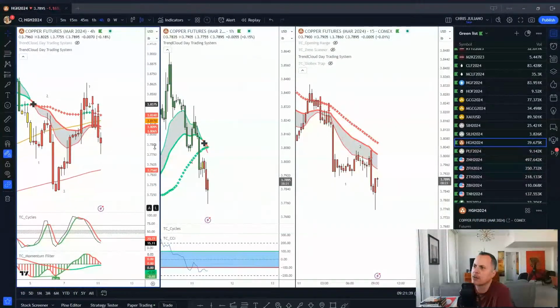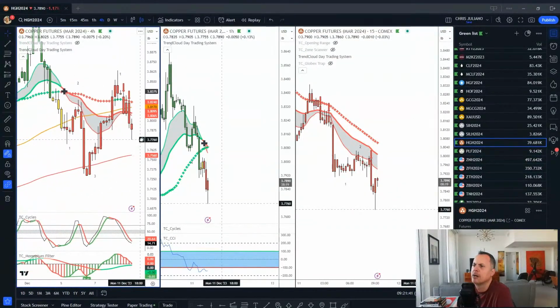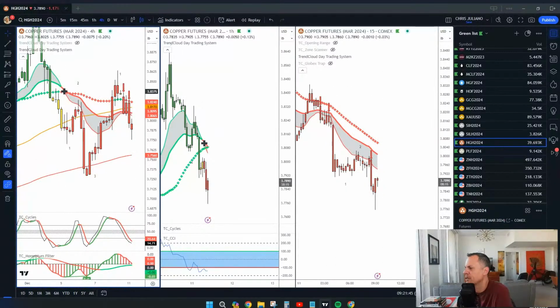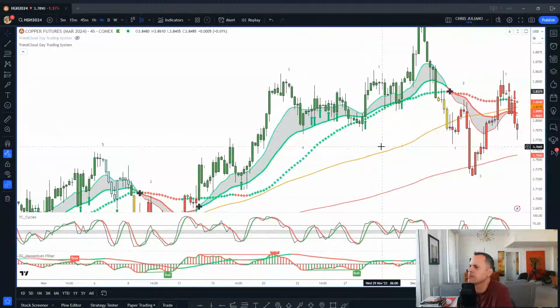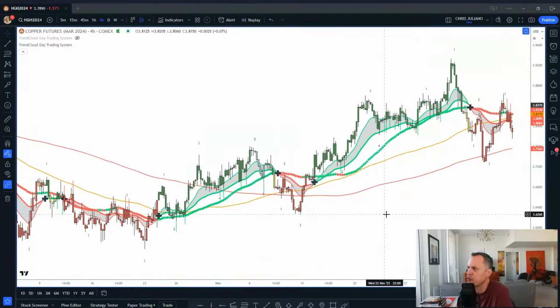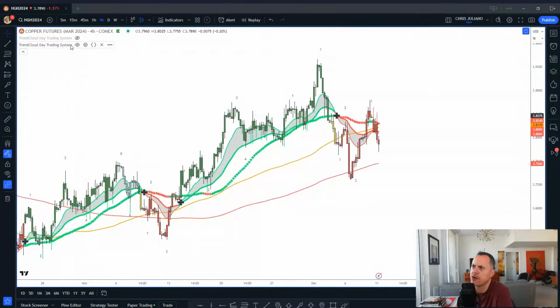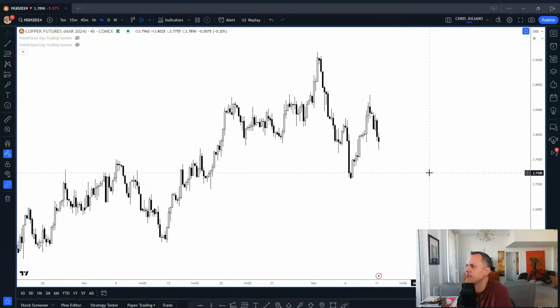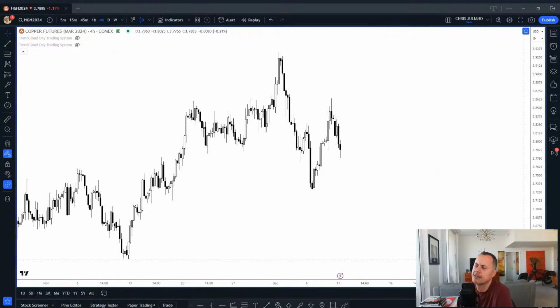Copper. Little whipsaw action going on on that high time frame. Let's recalculate. Always adjust your chart. Always recalculate your chart. Turn everything off. Take a look at it, get a bird's eye view of this thing, and then start doing your analysis. So, what do we have here?